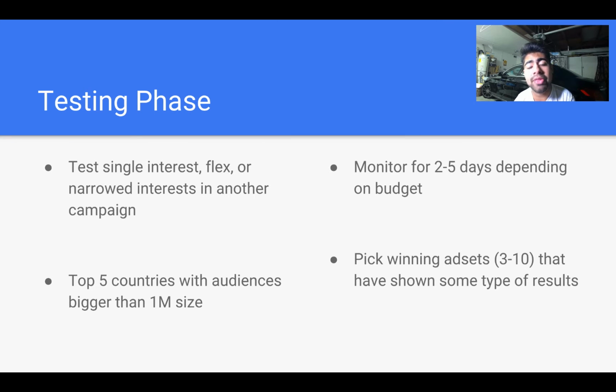But what you want to do then is pick winning ad sets from those ones that you tested. So it can be up to 3 to 10 ad sets from those ad sets, whatever were the winning ones. And those are the only ones that we want to duplicate into a brand new campaign. So only choose the winning ad sets. Once again, do not choose the ones that did not show results.